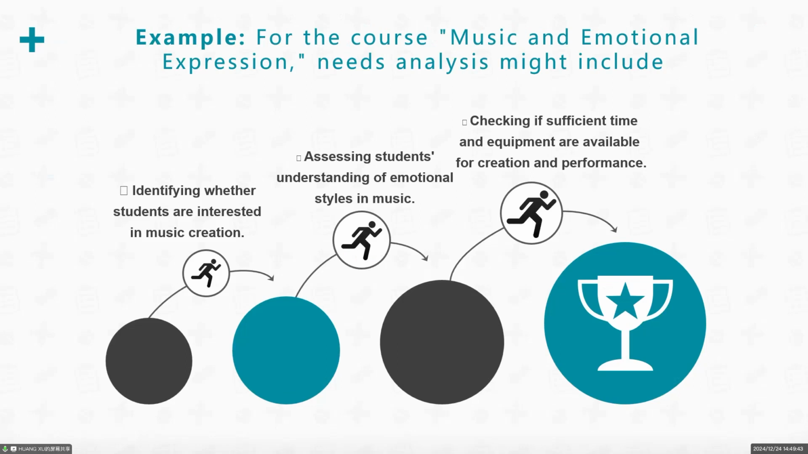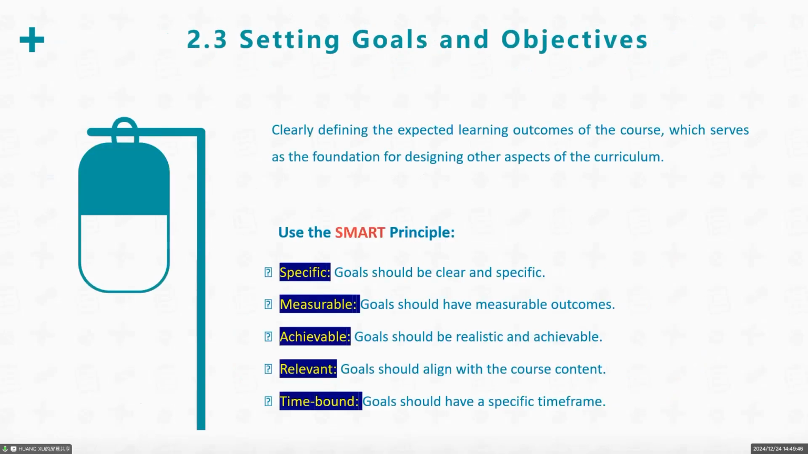The second step is setting goals and objectives. This is a clear definition of the expected learning outcomes of the course, which serve as the foundation for designing other aspects of the curriculum. In this part, we must use the SMART principle. The first one is specific: goals should be clear and specific. The second is measurable: goals should have measurable outcomes.